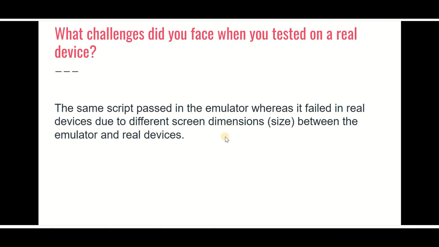The same script passed in the emulator, whereas it failed on the real device due to different screen dimensions or size between the emulator and the real device. For example, a tab or option may be visible in the emulator, but on the real device you need to scroll down to see that option or tab because of the different screen size. So the solution is to select the same size for the emulator and real device, or the same devices. That would be better to resolve this kind of issue.